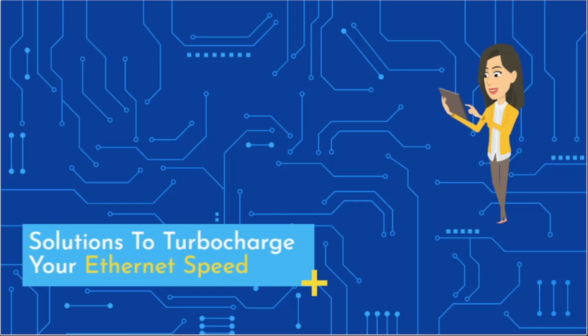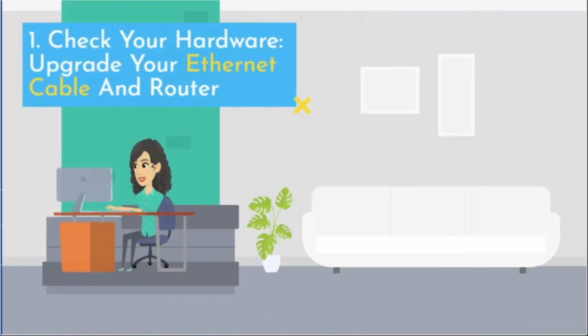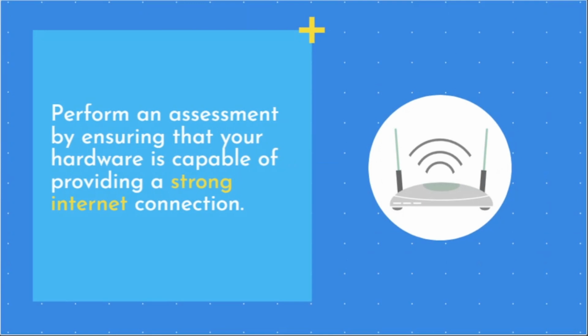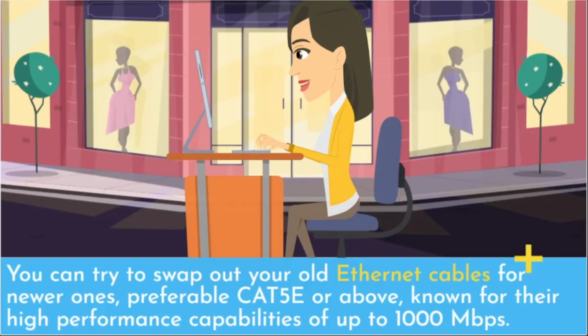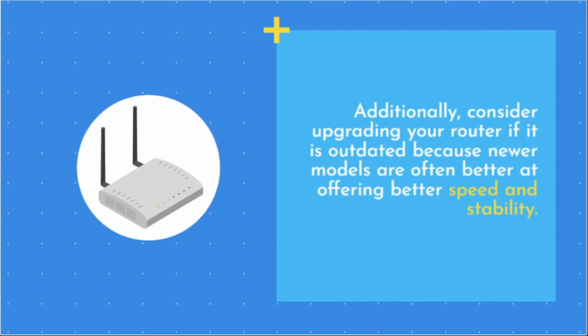Solutions to turbocharge your Ethernet speed. 1. Check your hardware. Upgrade your Ethernet cable and router. Perform an assessment by ensuring that your hardware is capable of providing a strong internet connection. You can try to swap out your old Ethernet cables for newer ones, preferably Cat5e or above, known for their high performance capabilities of up to 1000 megabits per second. Additionally, consider upgrading your router if it is outdated, because newer models are often better at offering better speed and stability.